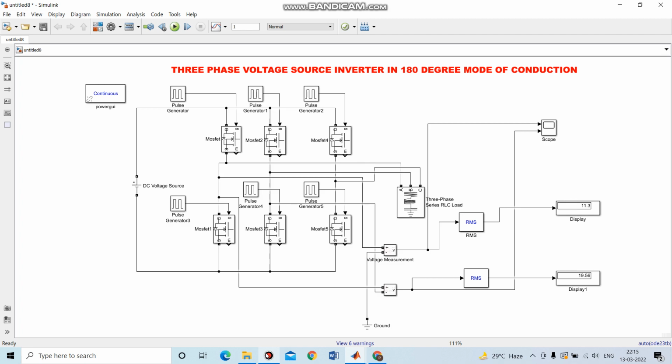So what is the 180 degree mode of conduction? In this mode, you have a three-phase inverter, and each thyristor conducts for 180 degrees. We have a thyristor pair in each arm, that is T1 and T4, then T3 and T6, and T5 and T2. These are turned on with a time interval of 180 degrees. It means T1 remains on for 180 degrees and T4 conducts for the next 180 degrees of a cycle.